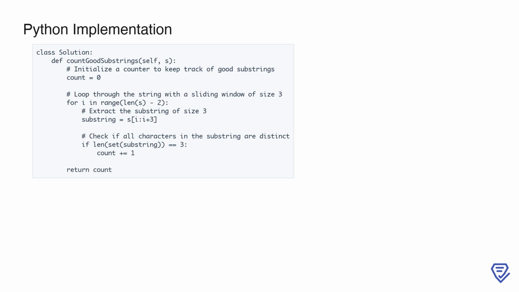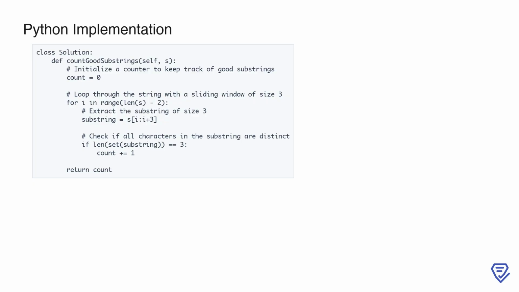First, we initialize a counter count to 0. This variable will store the number of good substrings found during the traversal of the string. Next, we use a for loop to traverse the string. The loop range is len(s) - 2 because we are checking substrings of size 3, and the last starting index for such a substring is at len(s) - 3.